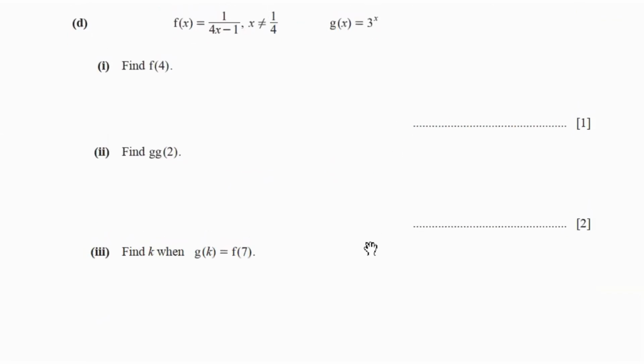Part D says find f of 4. They've given us the function for f, which is 1 over 4x minus 1, where x does not equal 1 over 4. So f of 4 is going to be 1 over 4 times 4 minus 1, which is 1 over 15.